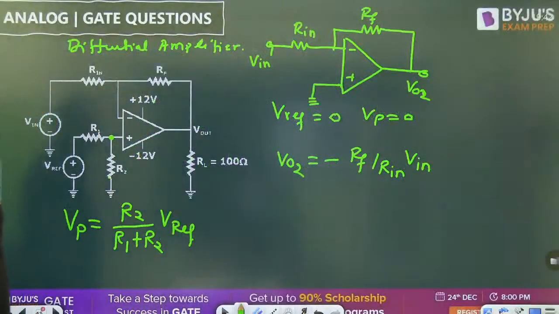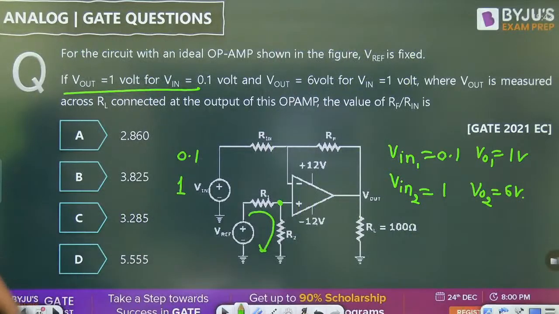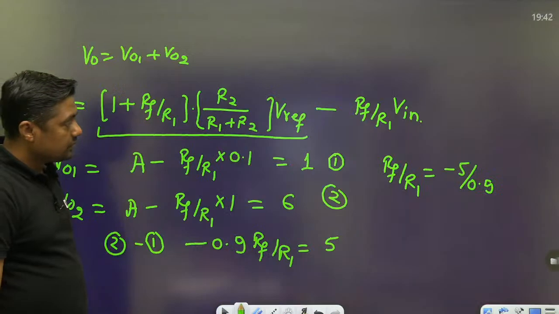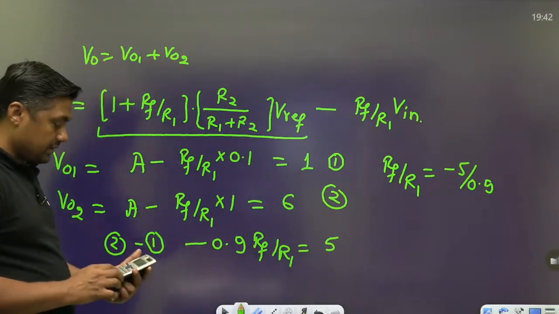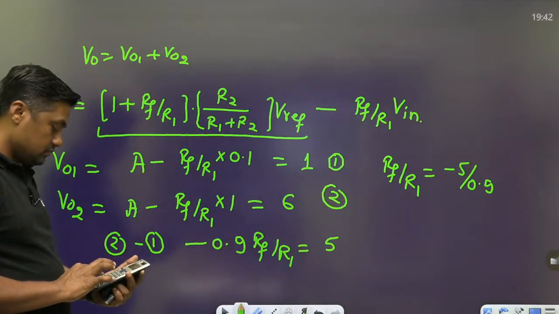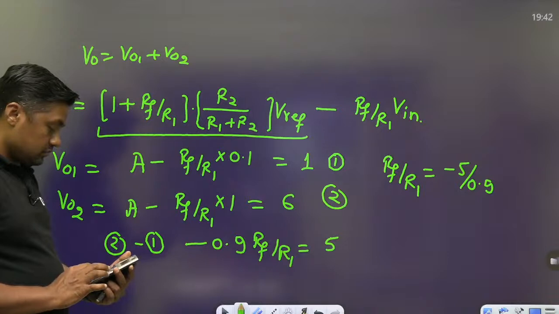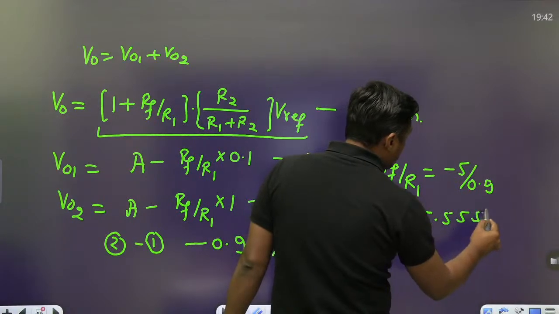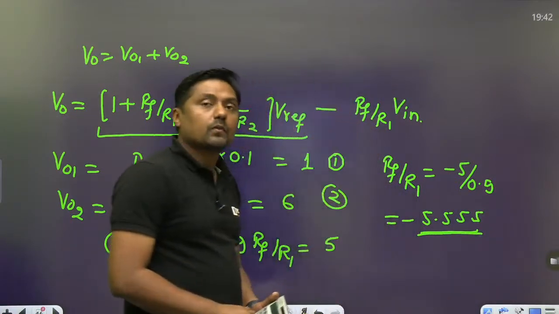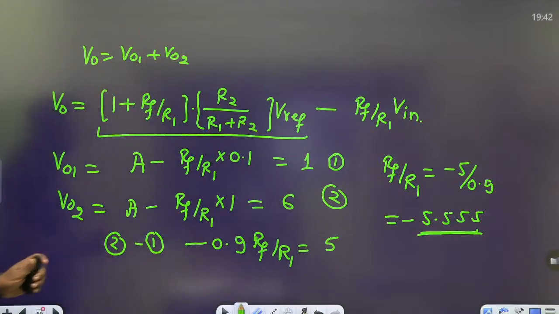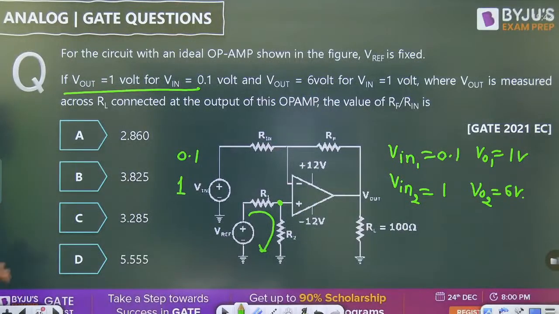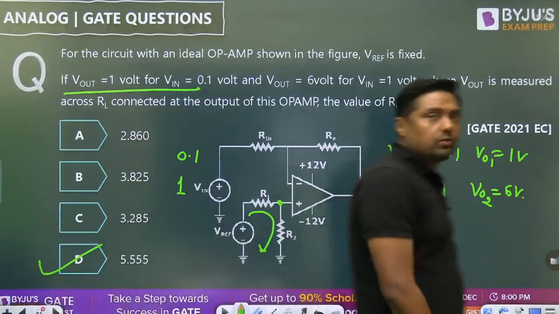And what is asked here? Rf by Rin, that is asked here. Simply tell me what is the answer? Rf by Rin will become minus 5 by 0.9. That is 5.55. Right? Without any assumptions, without doing any modification in the question. If it is asked without sign, then it means only magnitude is asked. We can directly write 5.555 for this particular question.